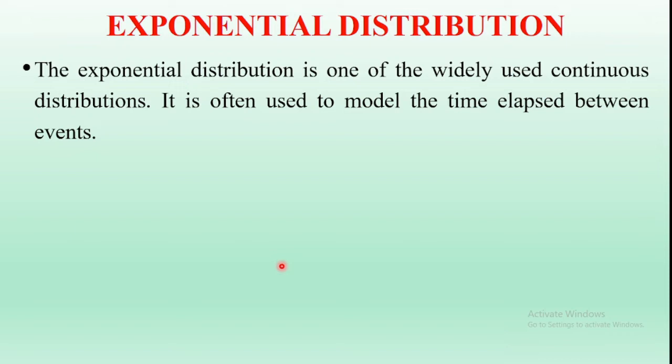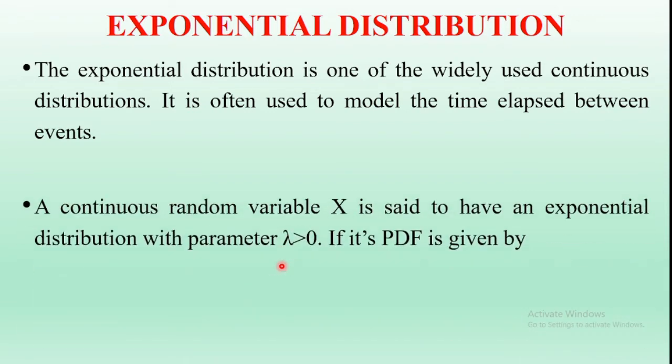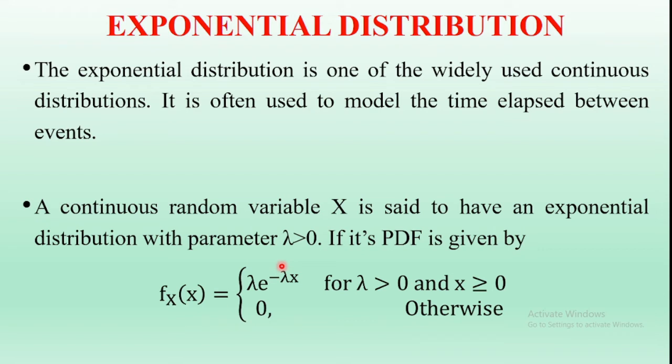A continuous random variable X having the range 0 to infinity is said to have an exponential distribution if it has a probability density function given by capital Fx of x is equal to lambda e power minus lambda x for lambda greater than 0 and x greater than or equal to 0, and the density function is equal to 0 otherwise.